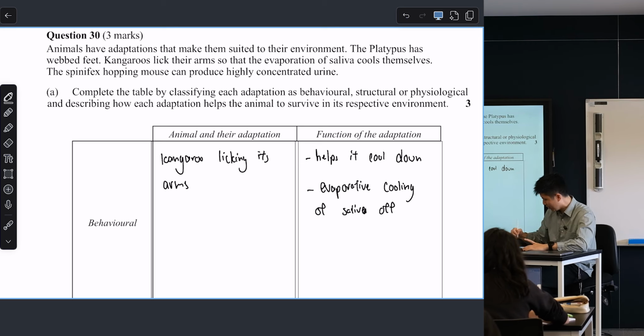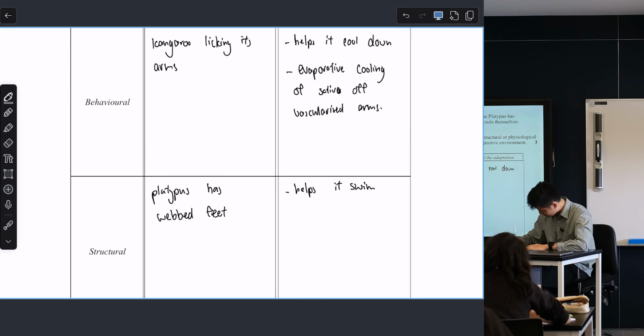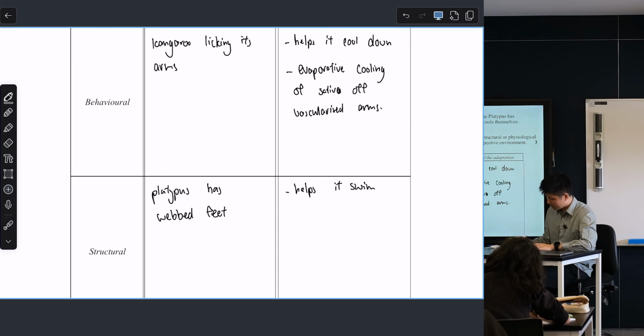So I'm going to add that as well. Evaporative cooling of saliva off vascularized arms. Cool. All right. Let's do the next one.